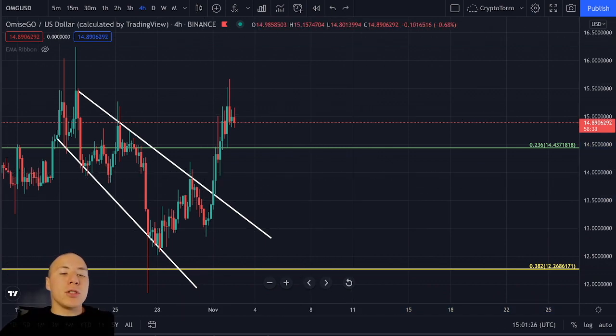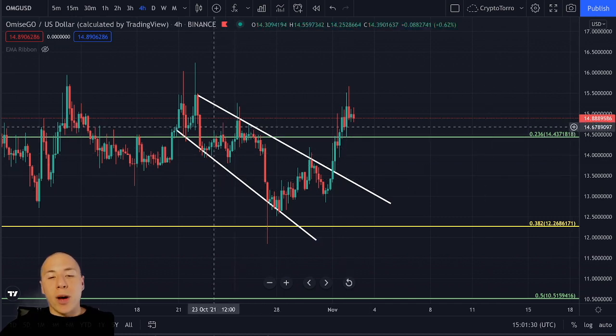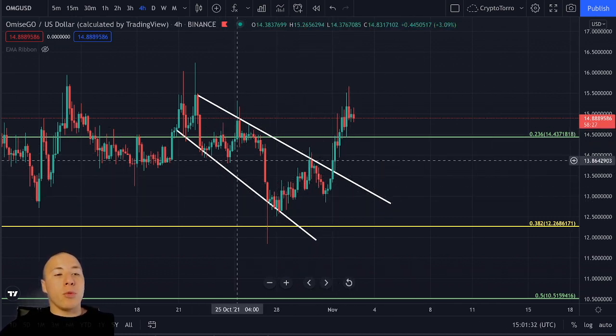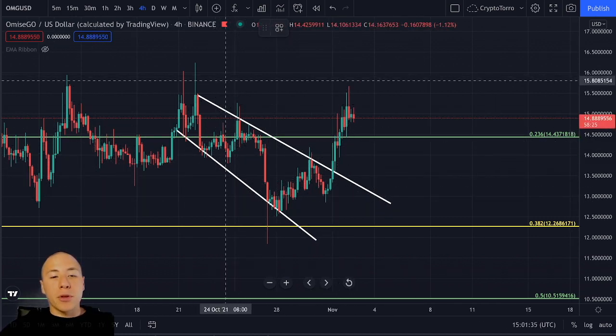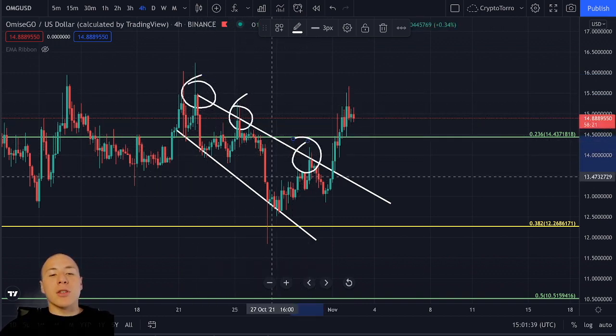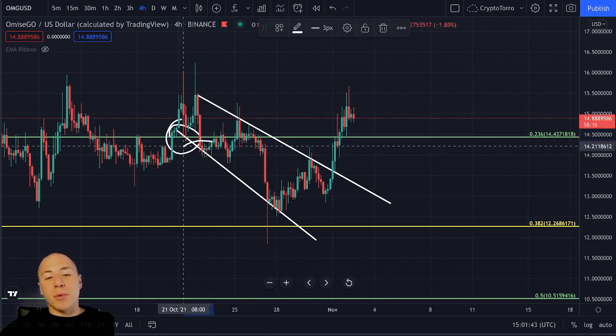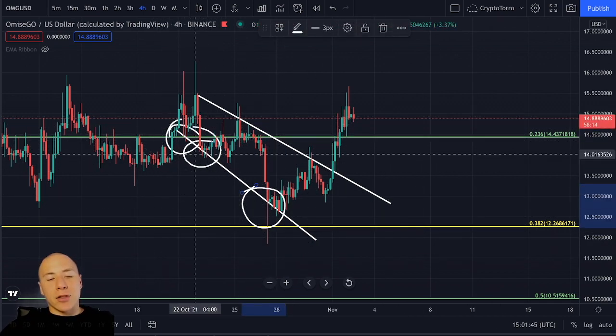Something else I would like to show you is that we're seeing this descending broadening wedge on the chart. So we clearly saw multiple touch points on this descending resistance. We saw 3 touch points, so this was a confirmed descending resistance line, and we saw multiple touch points on top of this descending support as well.